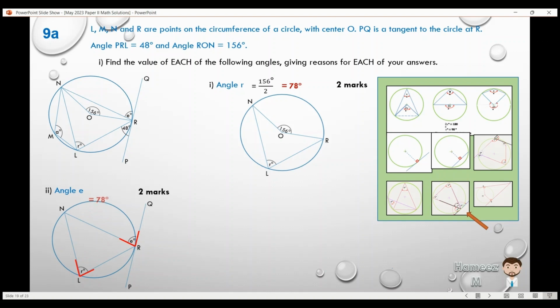As such, E is also equal to 78 degrees. And for the next part, angle A. If we consider angle A, it lies at M along the cyclic quadrilateral. So let's bring up the cyclic quadrilateral and extract it so we can see the rule and what we're speaking about, the opposite angles in the cyclic quadrilateral.